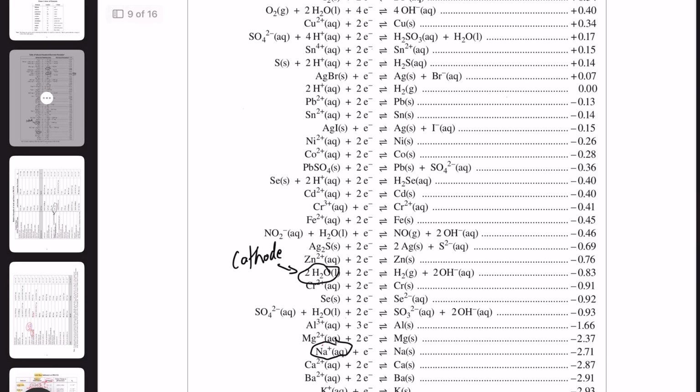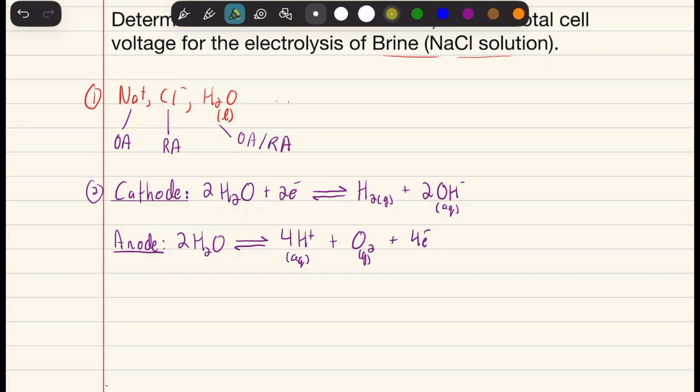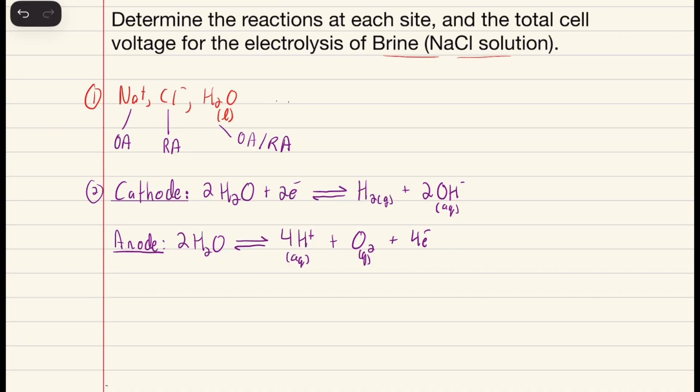So that would mean that we can expect the following at each site. The cathode reaction would be the reduction of water, which is H2 gas plus 2OH minus. And then at the anode, you'd have the oxidation of water, which would yield 4H+, or the production of hydrogen ions or hydronium ions, plus O2, and then, of course, expelling 4 electrons.